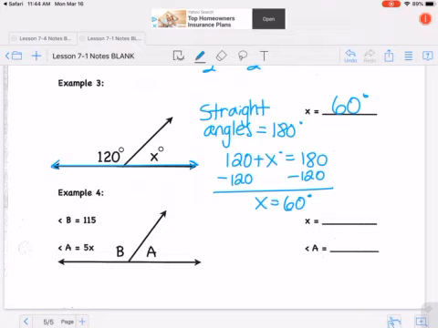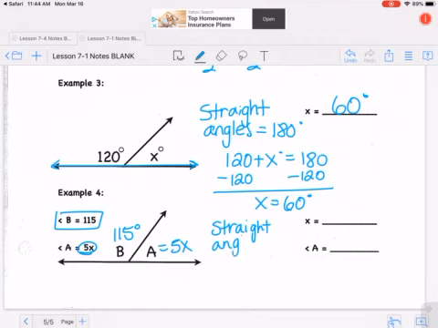All right, and then our last example, example 4. It says our angle B is equal to 115 degrees, so I'm going to write that in here. And our angle A is equal to 5x. So we know again that this is a straight angle. Remember, straight angles equal 180. So I'm going to write that in. Straight angle equals 180. And we have our angle B, so 115, plus our angle A, which is 5x, and that's going to equal our total of 180.